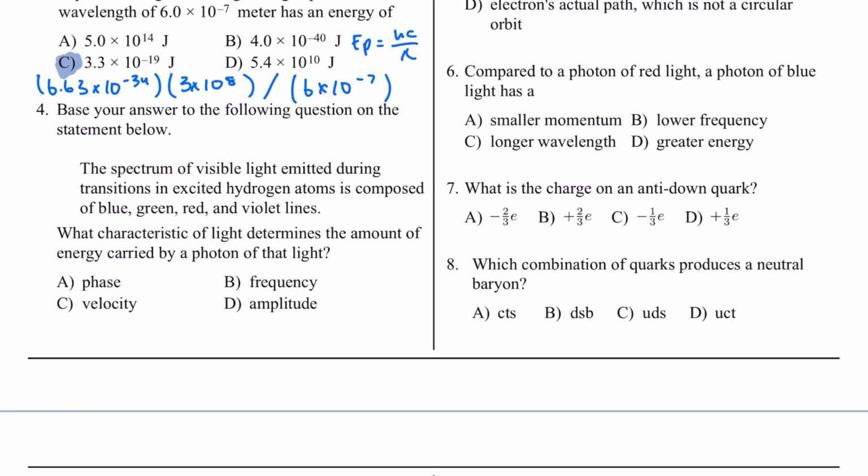Number 4. The spectrum of visible light emitted during transitions in excited hydrogen atoms is composed of blue, green, red, and violet lines. What characteristic of light determines the amount of energy carried by a photon of that light? So super easy. This goes back to question 2. So it says here, energy. So what relates to energy? Frequency. It's always going to be energy and frequency, so we know the answer is B.